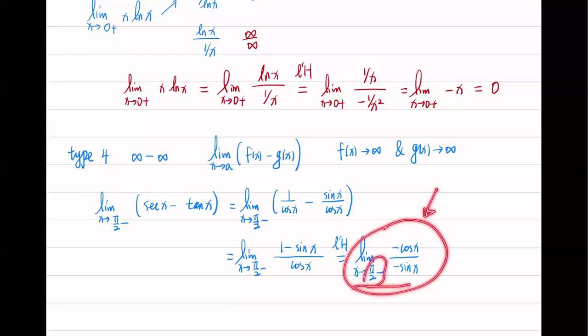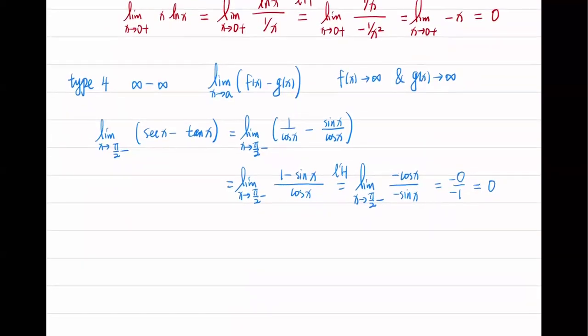What's the cosine of pi over 2? It's 0. Sine of pi over 2 is 1. And so what should you do to find this limit? You can plug it in. Yes. So now we don't have to apply L'Hopital rule because it's not indeterminate anymore. It's just 0 over 1. Okay, we find the limit.